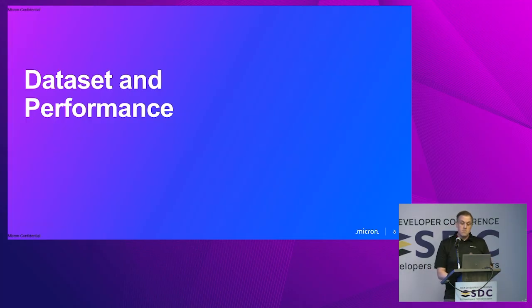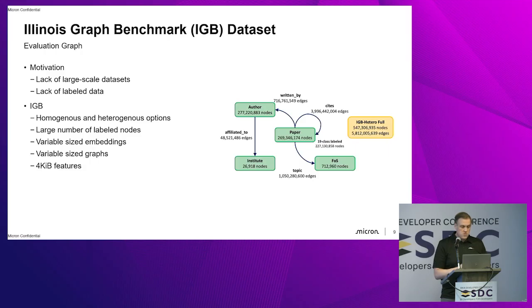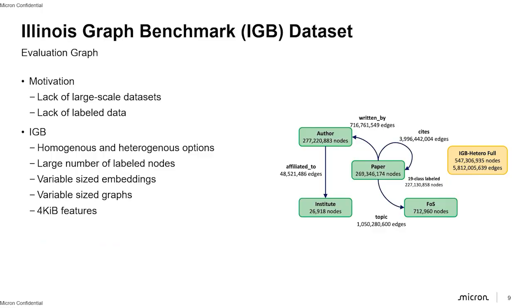I'm now going to talk in more detail about the data set we use to do these performance tests. The Illinois Graph Benchmark data set. It's an open source data set on GitHub. It was generated because there's a lack of large-scale publicly available data sets. Most very large data sets are proprietary to companies, and obviously they don't want to share that data because they're using it to generate revenue.